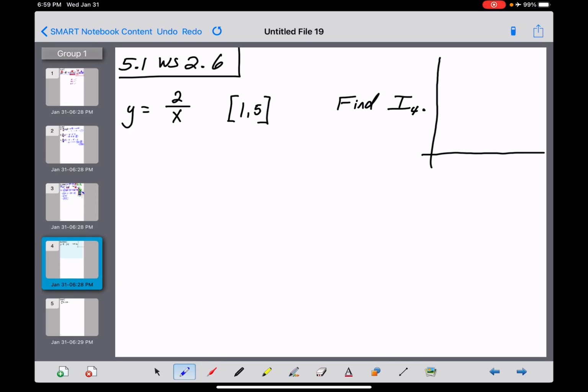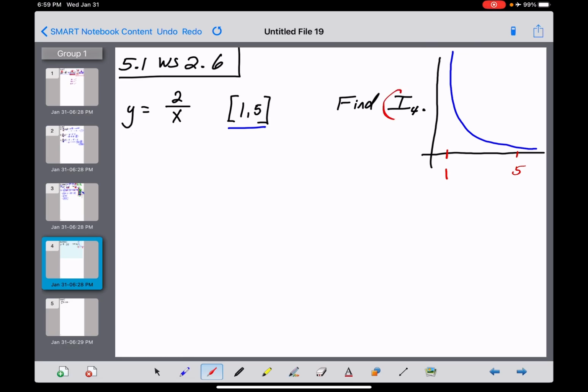Y equals 2 over x is a hyperbola that's going to be located in the first and the third quadrants. I didn't draw that terribly well. First and the third quadrants right here. We only need the part that's in the first quadrant right now, so forget about the rest of it. And we have an interval here that is starting at 1 and ending over here at 5 somewhere.